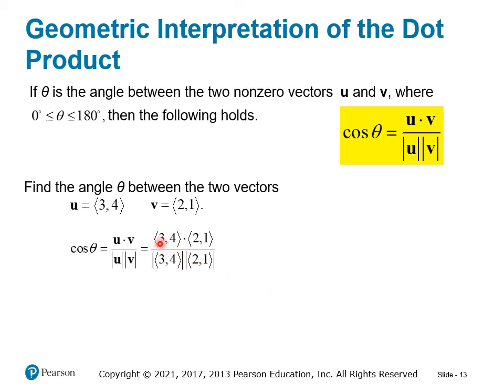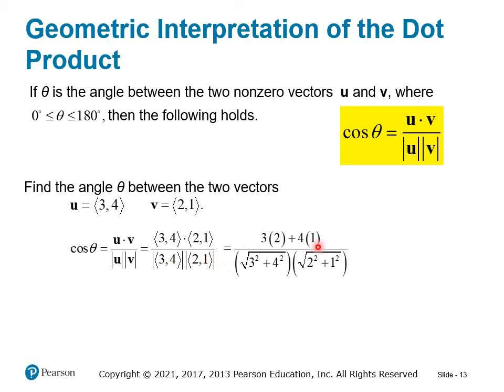So in the numerator, we get x's times y's. I'm sorry, that is not true. That's the dot product of (3, 4) times (2, 1). They just rewrote it in rectangular form. And then we need the magnitude of vector (3, 4) and the magnitude of vector (2, 1).